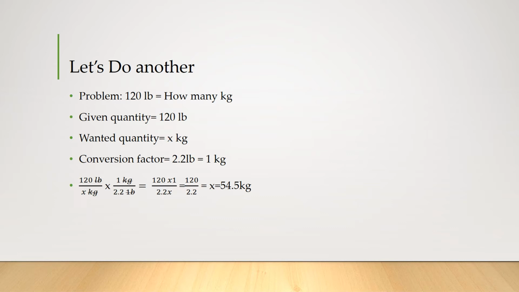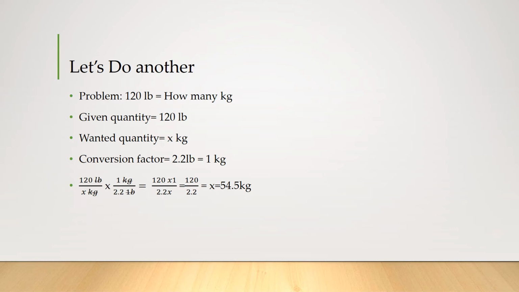So we want to put the given quantity on top. We always want to start with the given quantity. So the given quantity is 120 pounds. And then the wanted quantity is the denominator, and that's x kilograms. We have to put in that conversion factor. We know that 1 kilogram equals 2.2 pounds. So we know that we want to put what we're trying to find on top of this equation. So 1 kilogram over 2.2 pounds.